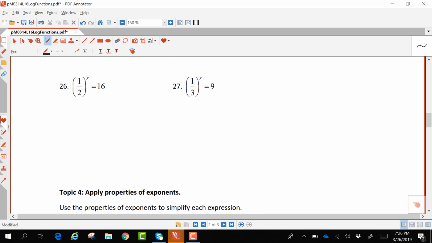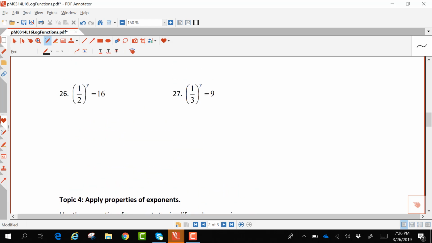Let's look at number 27. I have a 3 and a 9. I'm going to try to get everything as a base of 3. It is most common that you will see examples where you will change the base to a 2, a 3, a 4, or a 5. So again, in this case, I want to convert to a 3.